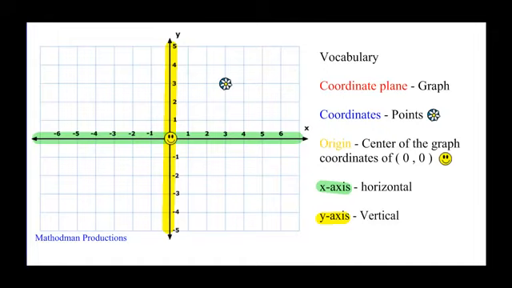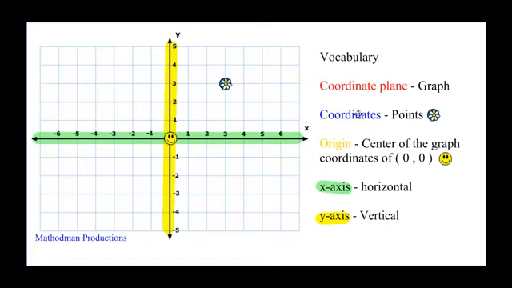Today's lesson will be about the coordinate plane and how to plot points. Pretty easy lesson. Before I start, let's go over some key vocabulary. Let's start with the coordinate plane. The coordinate plane is just the whole graph itself. There's an x and y axis, which we'll go over in a bit.